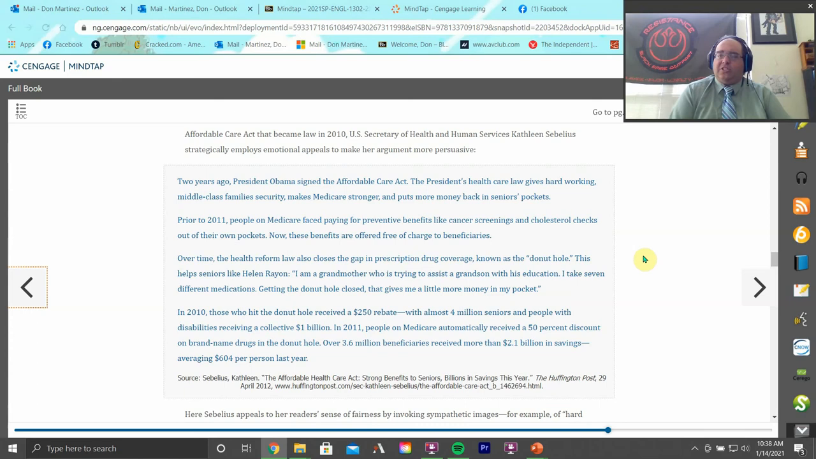Two years ago, President Obama signed the Affordable Care Act. The president's health care law gives hardworking middle-class families security, makes Medicare stronger, and puts more money back in seniors' pockets. Prior to 2011, people on Medicare faced paying for preventive benefits like cancer screenings and cholesterol checks out of their own pockets. Now these benefits are offered free of charge to beneficiaries. Over time, the health reform law also closes the gap in prescription drug coverage, known as the donut hole. This helps seniors like Helen Rayon.